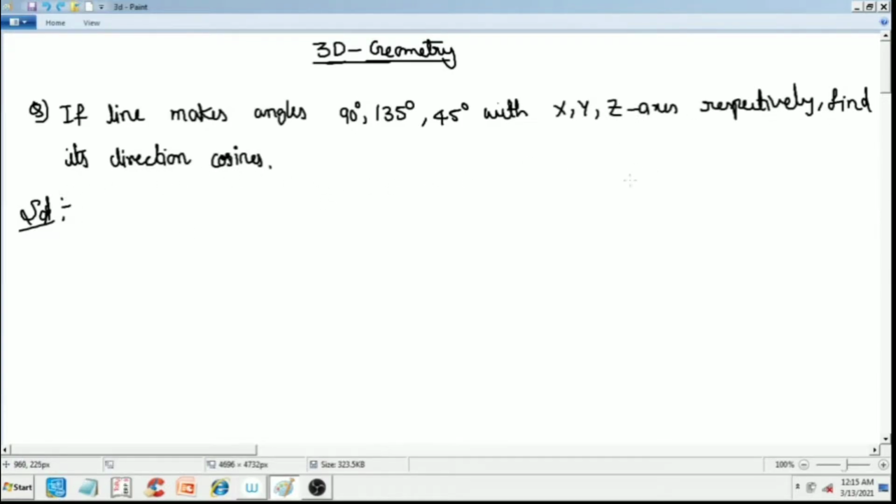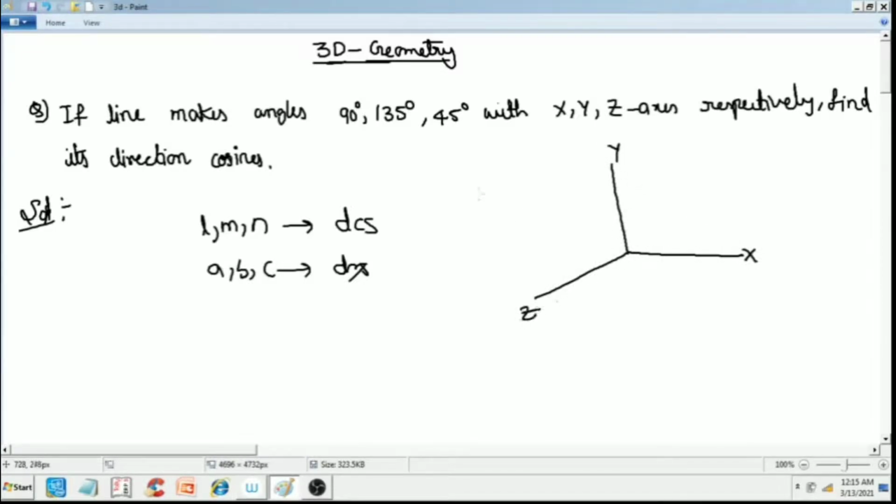Now, DCs, let us represent. DCs means l, m, n are DCs, okay? a, b, c are DRs. Now first, what is given in the question? X-axis, Y-axis, Z-axis. A line makes an angle 90 degrees with respect to the X-axis, 135 degrees with respect to the Y-axis, and 45 degrees with the Z-axis.